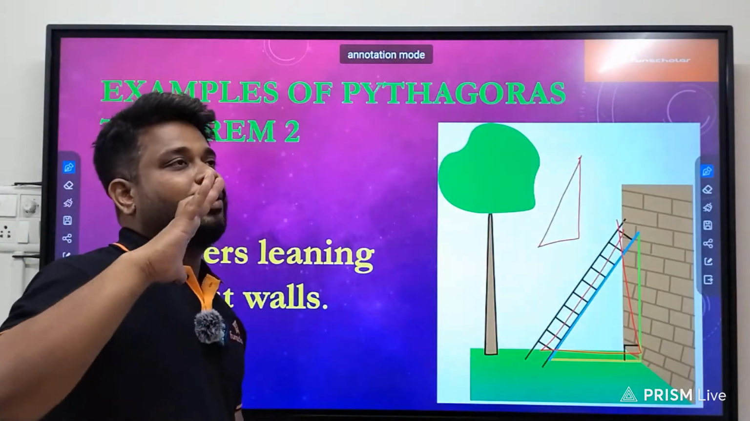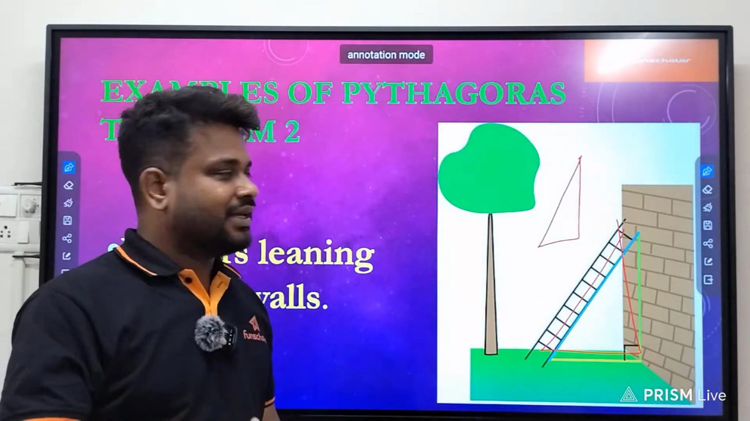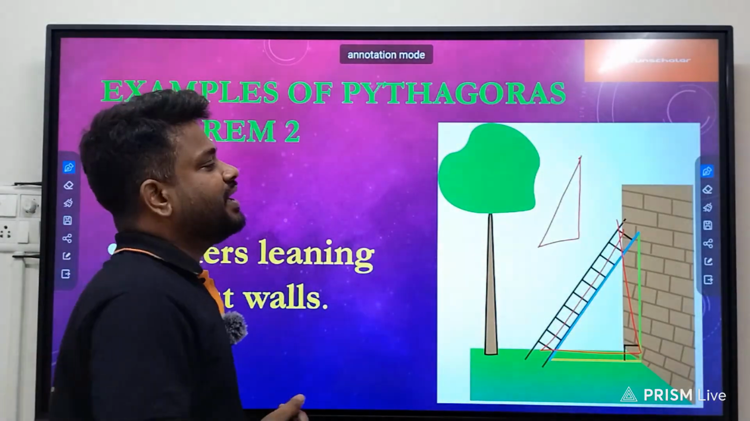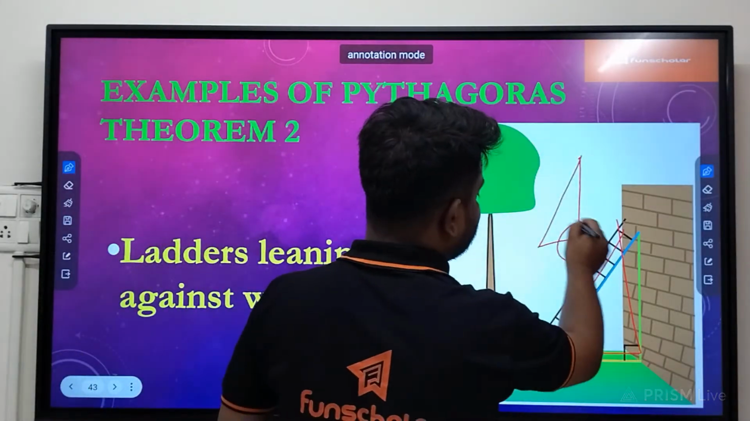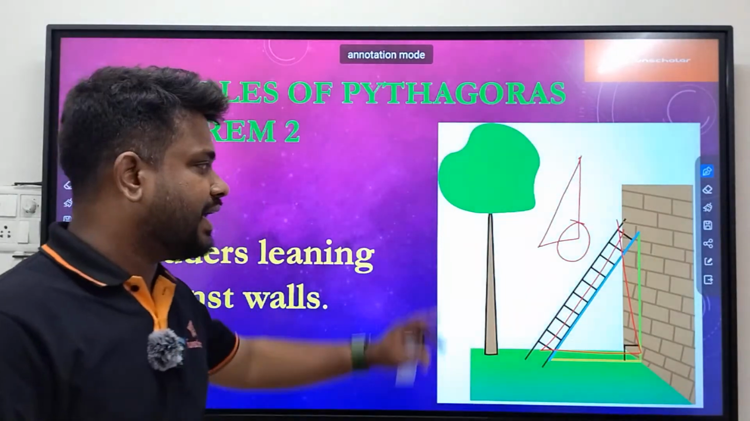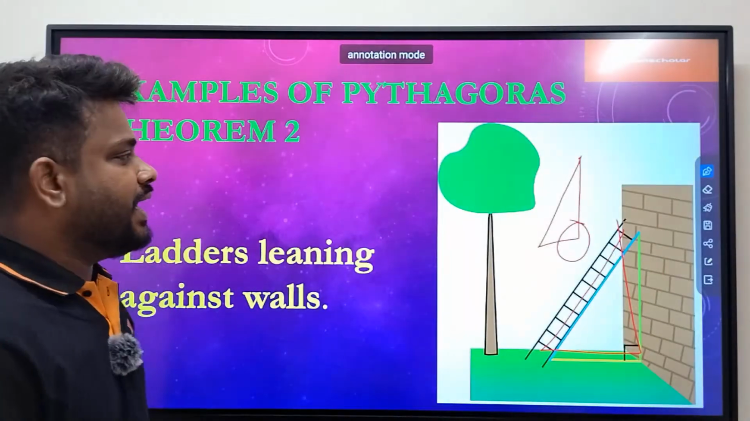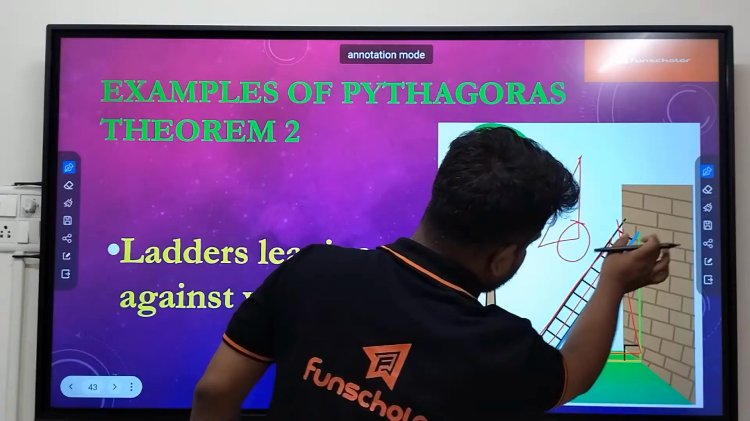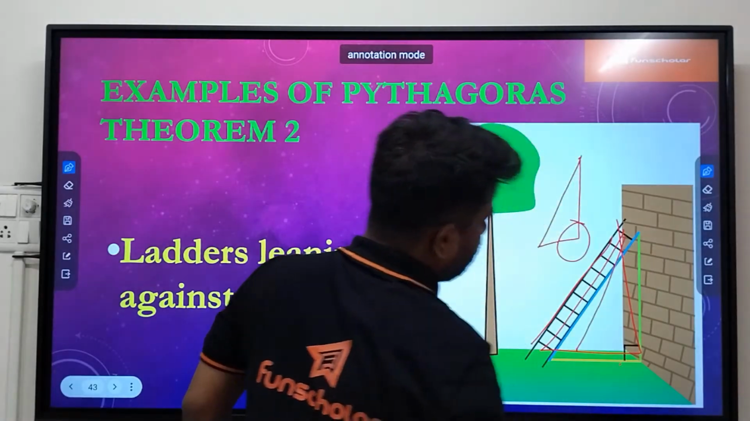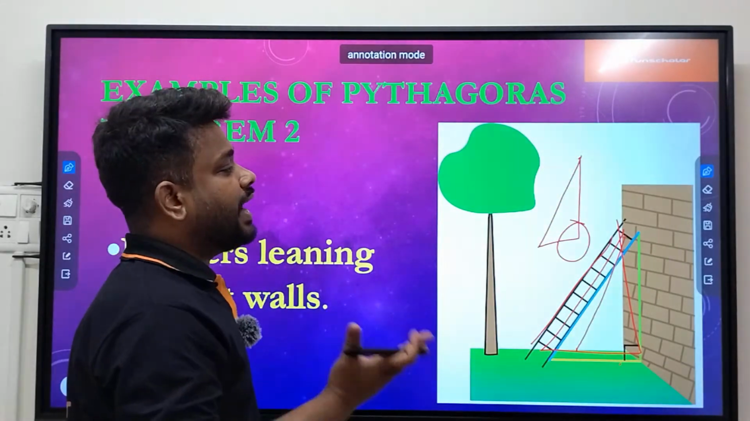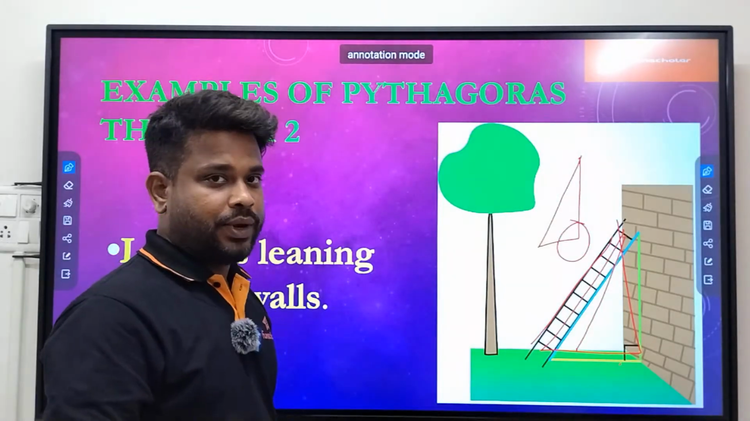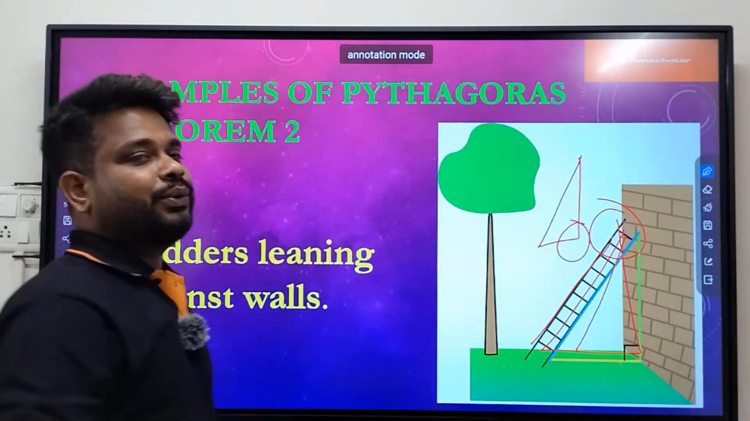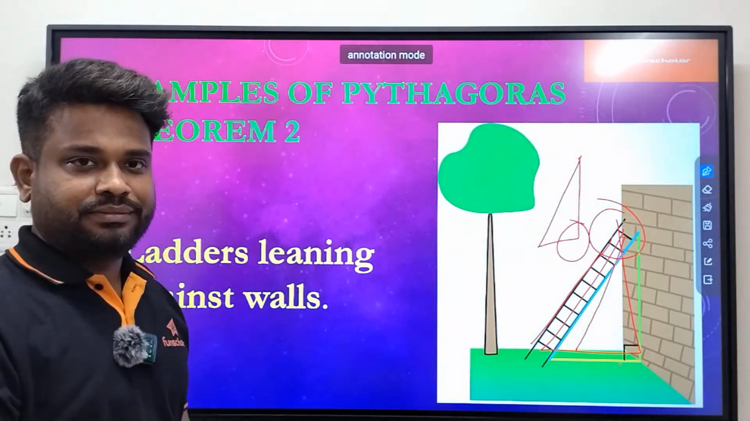Maybe all the people who work with ladders may not know the Pythagoras theorem yet, but naturally it works by these rules. If you keep the ladder a little bit less distance from the wall, the ladder may slip, and the person working on the ladder will get hurt, right?